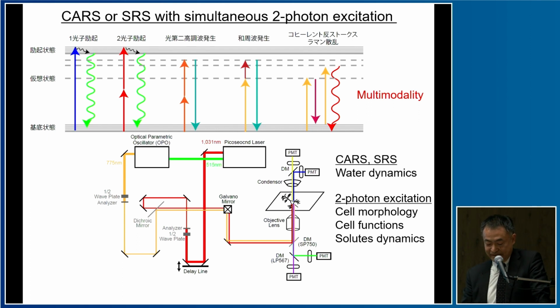Unfortunately, I don't have the data to show this evening, but in the near future, I hope I can show you this simultaneous in vivo mouse brain imaging. Then we can understand what's going on in brain water dynamics, and we can better understand the glymphatic system.